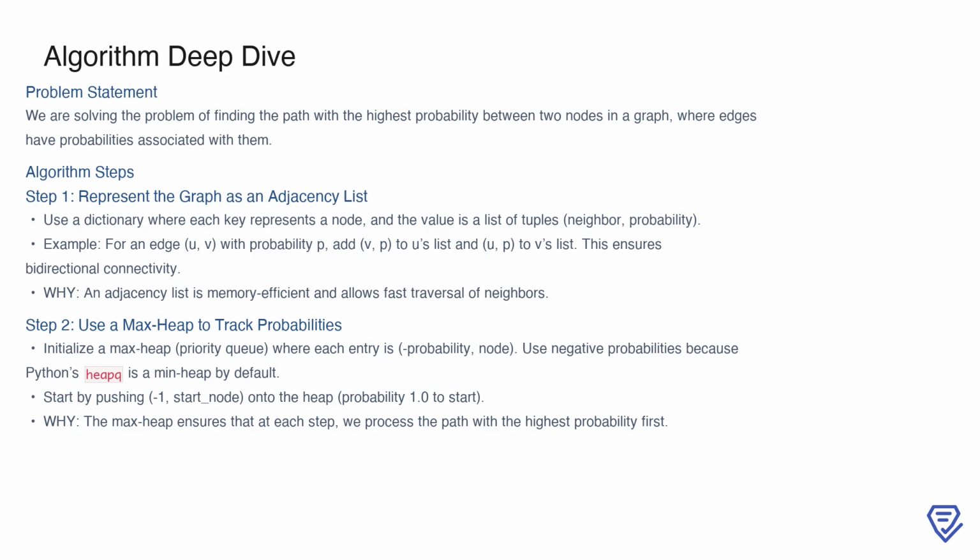Using an adjacency list is both memory efficient and allows quick access to a node's neighbors, which is crucial for our algorithm. Next, we use a max heap to prioritize the paths with the highest probabilities. Since Python's heap is a min heap by default, we store negative probabilities to simulate a max heap. We initialize the heap with the start node and a probability of 1, represented as (-1, start_node). The negative sign allows us to prioritize the largest probabilities when extracting from the heap. This approach ensures that at each step, we are always working with the most promising path available.